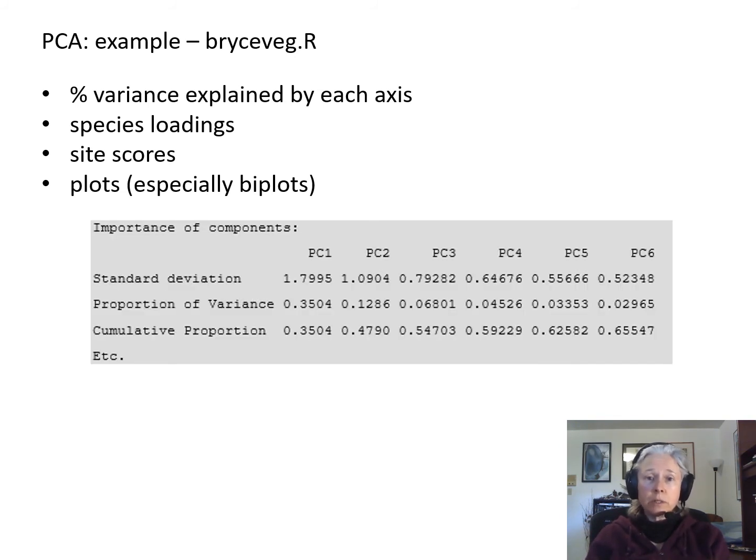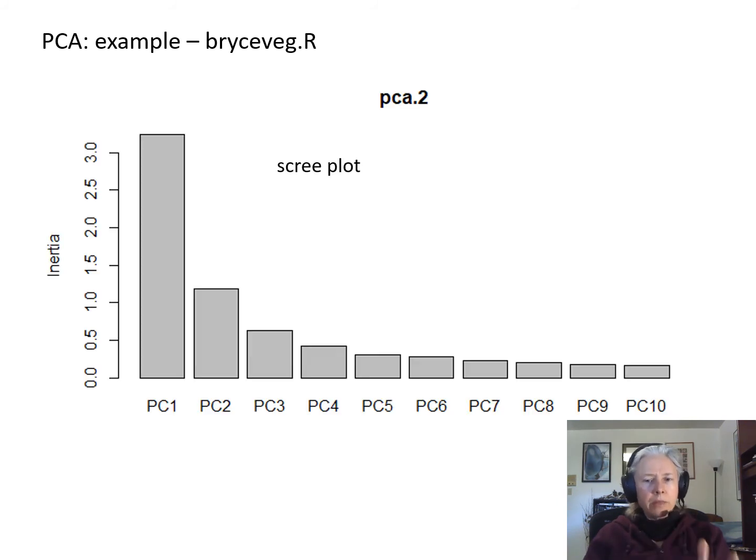And unfortunately, in this case, you can see that the cumulative proportion of variance explained by the first 2 axes is only 47.9%, less than 60%. So really, we ought to stop here and go do something else, but we're going to continue on with this for illustrative purposes. We can plot the variance accounted for by each axis in what's called a scree plot.